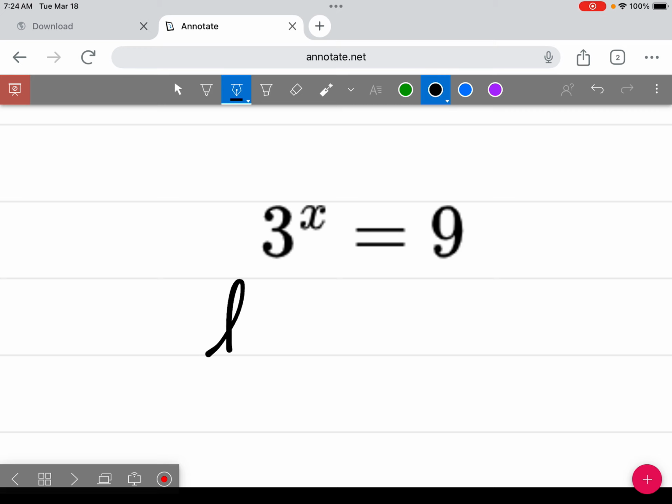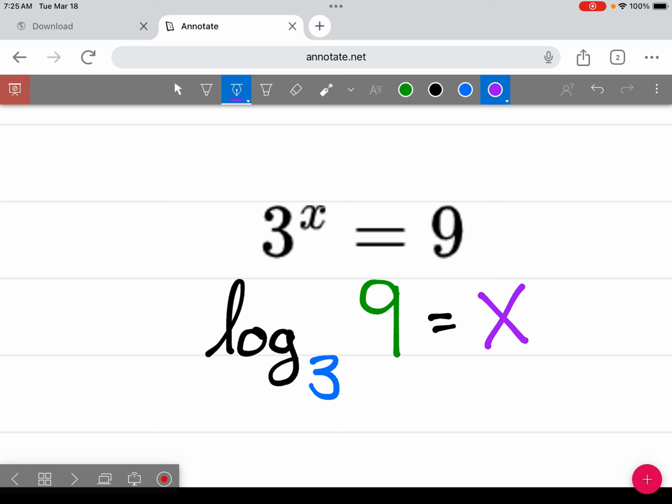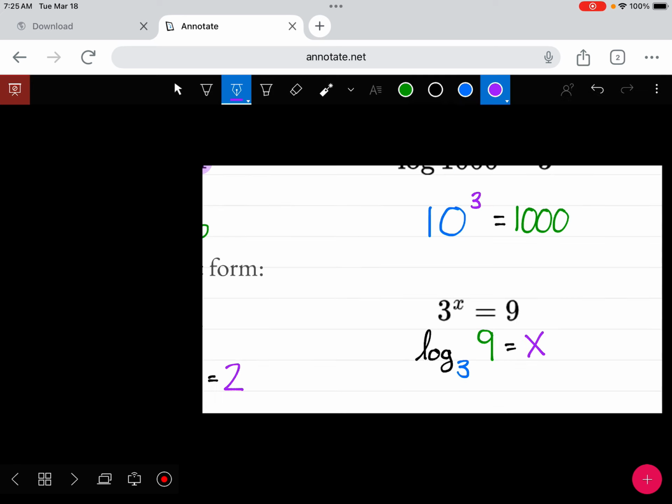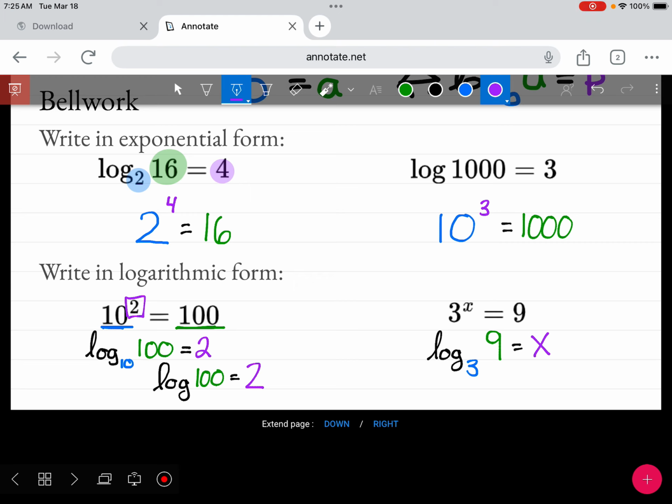We love it. All right, last one in the bell work. This is going to be log with what base? 3. What's our argument? 9. And it's going to equal x. Could we figure out what that value would be? 3 to what power is 9? 2. So log base 3 of 9 equals 2. Oh snap, and you just figured out your first value on a log. Okay, questions on these 4?